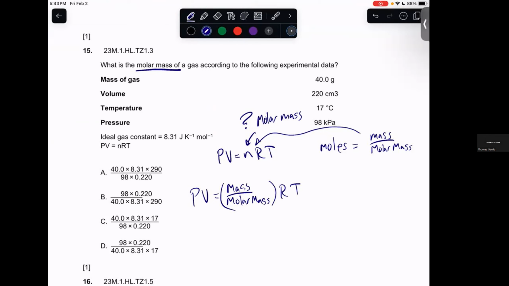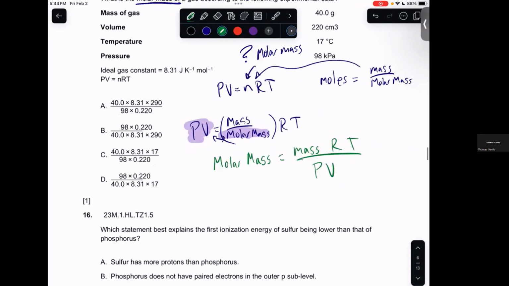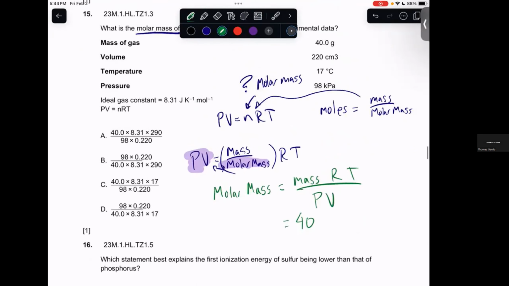All right, now all we have to do is isolate molar mass. This is algebra. So for molar mass, I'm going to do the whole swaparoo. Just going to swap what's on the bottom here with what's on the top here, as you can do in math. And what I end up getting is the molar mass is equal to the mass times R times T divided by PV. So this is going to be our mass, which is 40.0, times R, 8.31, times T.